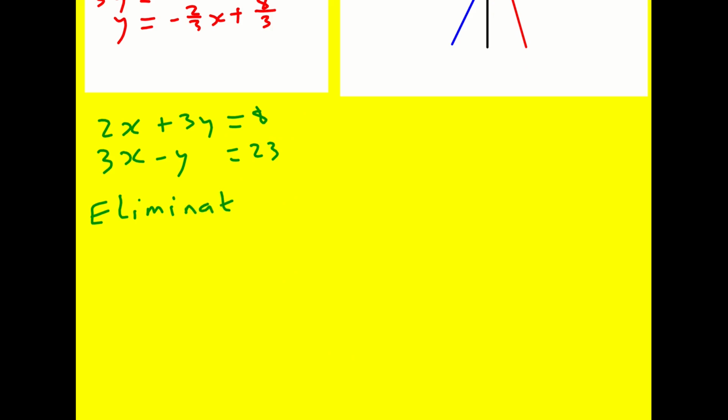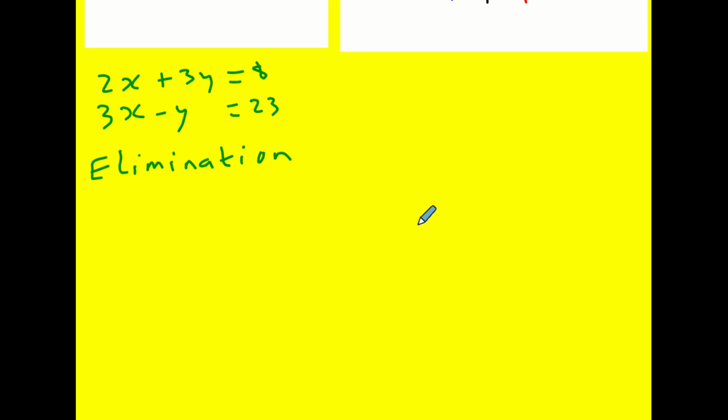And that's when you add or subtract the equations to get rid of one of the unknowns. I can't do that here. We can't just straight away add or subtract. So I'm going to multiply this one through by 3, I think. So I'm going to rewrite them. 2x plus 3y is equal to 8. And if I multiply this one through by 3, I'll get 9x minus 3y equals 69.